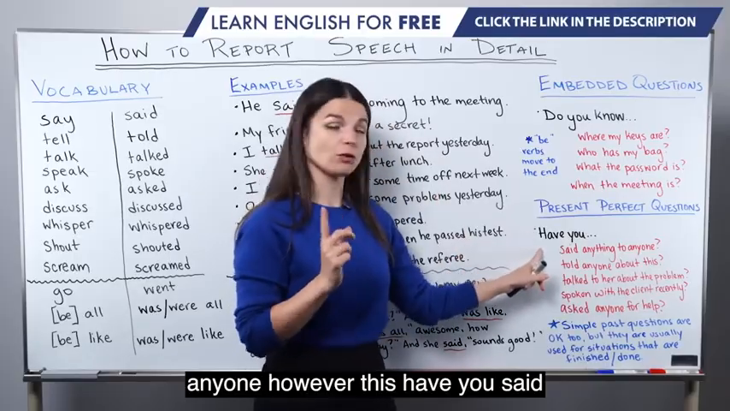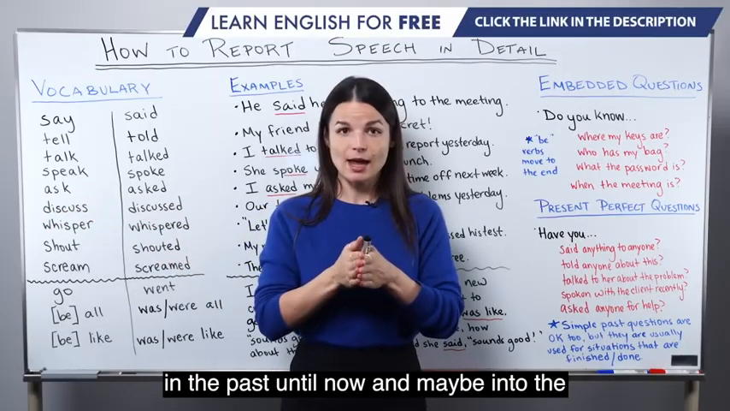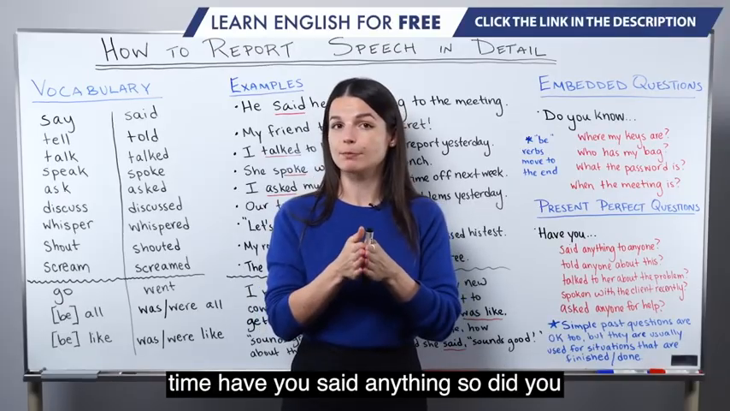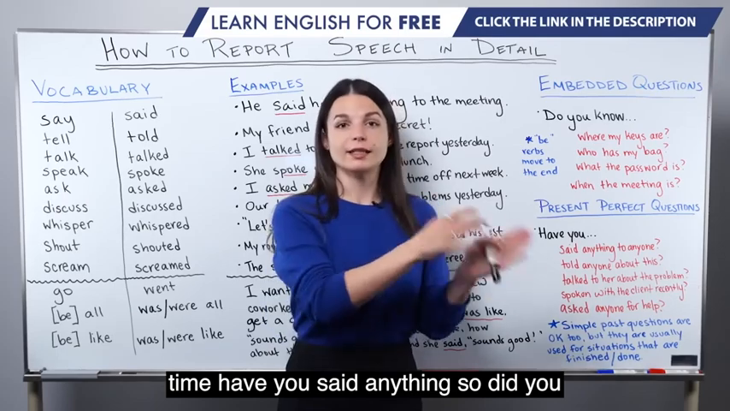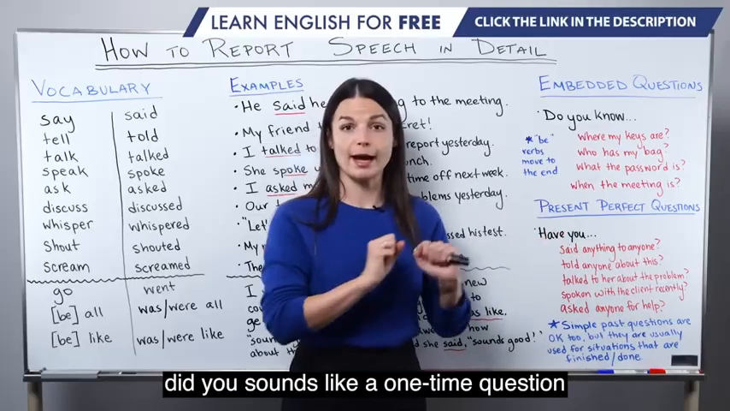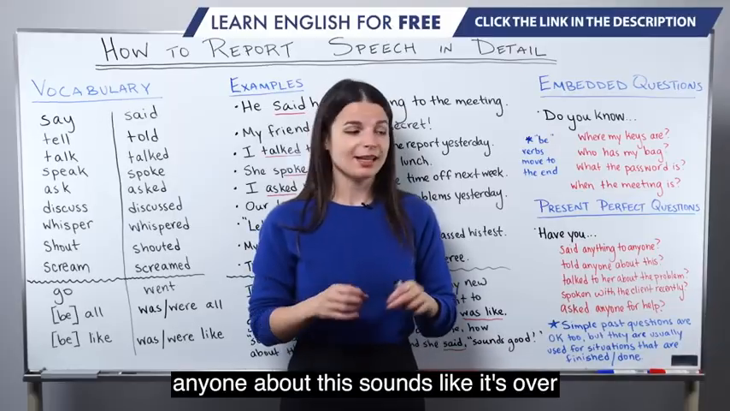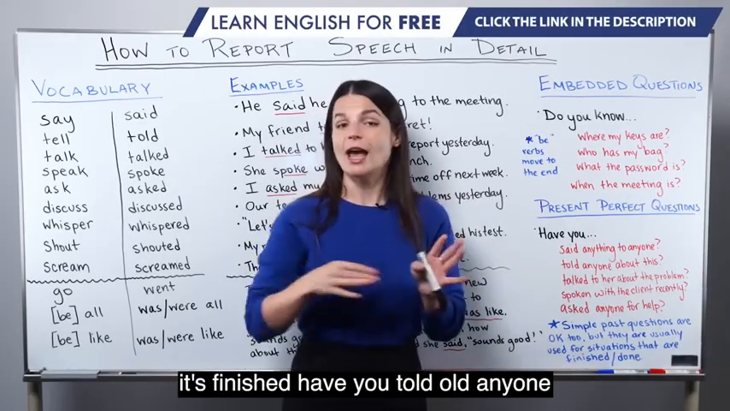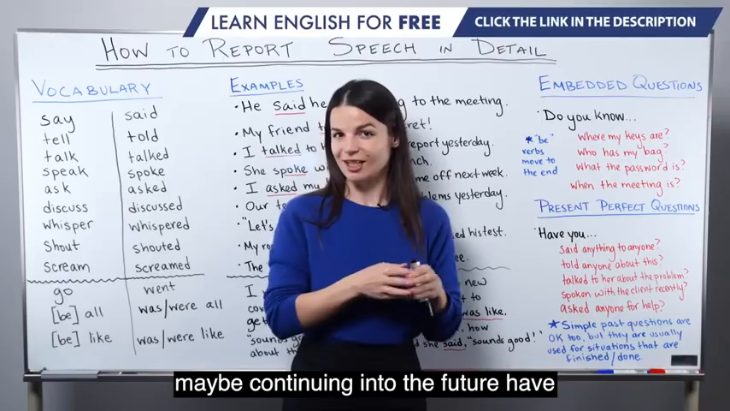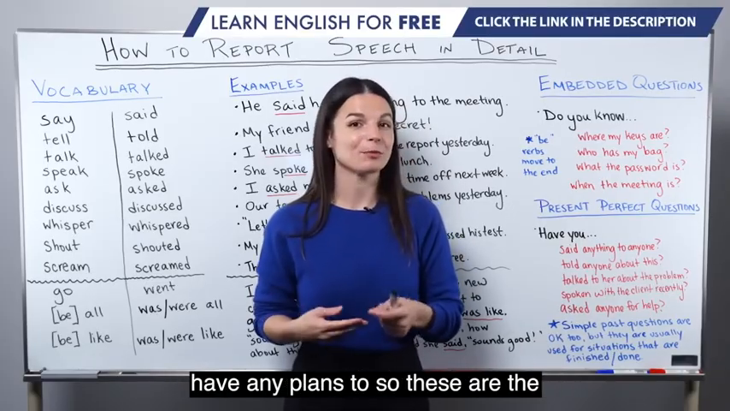However, this, have you said anything to anyone, means from some point in the past until now and maybe into the future also. So it means up until this time. Have you said anything? So did you doesn't communicate that same feeling. Did you sounds like a one-time question. Did you say anything? Or did you tell anyone about this? Sounds like it's over. It's finished. Have you told anyone? Sounds like in this time period and maybe continuing into the future. Have you told anyone about this? Like, do you have any plans to?